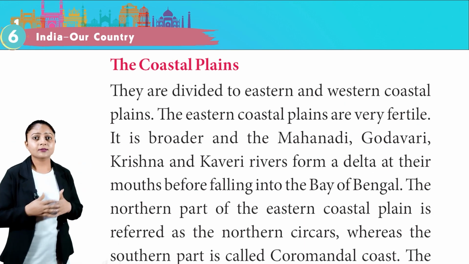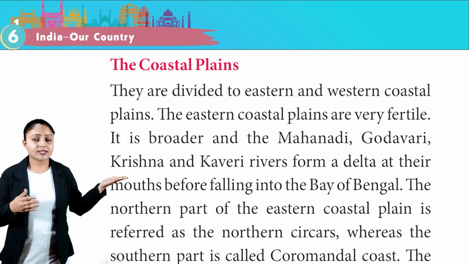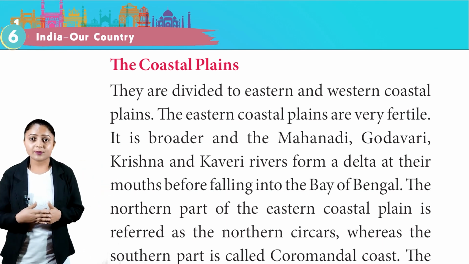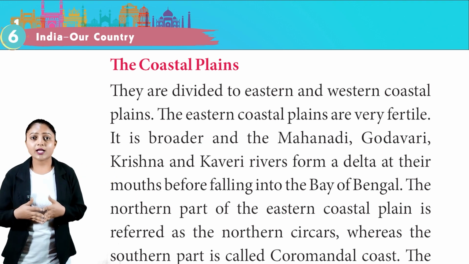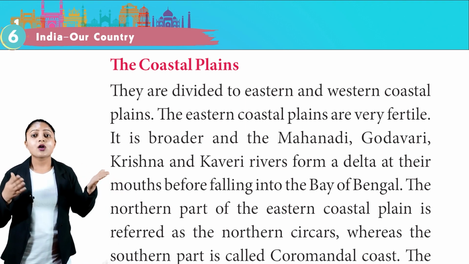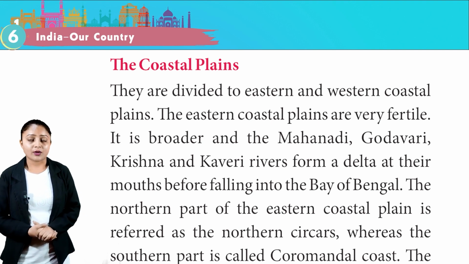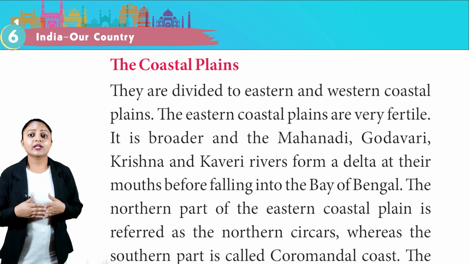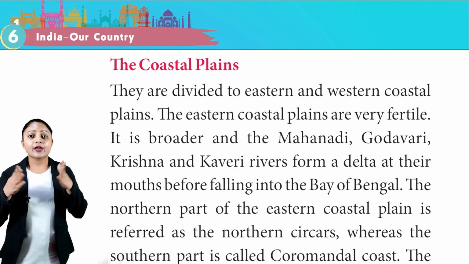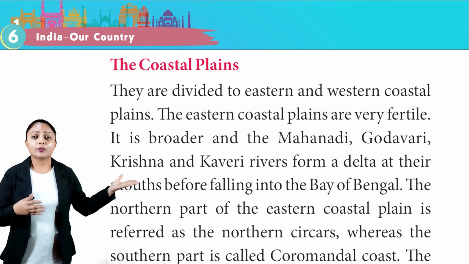The coastal plains. They are divided into eastern and western coastal plains. The eastern coastal plains are very fertile. It is broader and the Mahanadi, Godavari, Krishna and Kaveri rivers form a delta at their mouth before falling into the Bay of Bengal. The northern part of the eastern coastal plain is referred to as the Northern Circars, whereas the southern part is called Coromandel Coast.